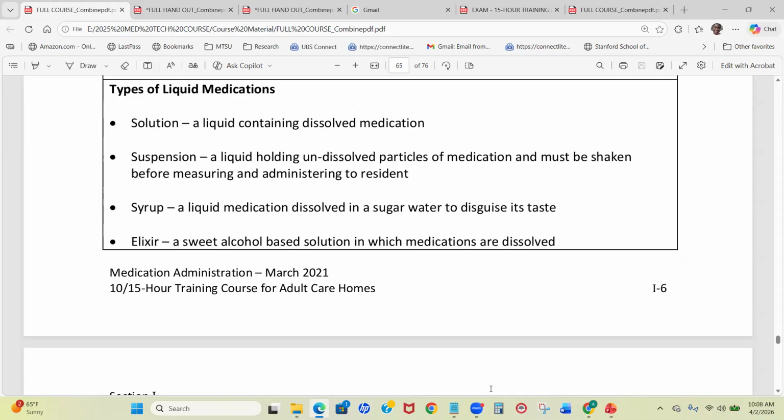So some of the liquid types, we have the solution, we have the suspension, we have the syrup, we have the elixir syrups. We see all those in the cough syrup and the other ones. Some of them really taste nasty. And we have the suspension. Some of the laxatives are suspensions. You have to shake them well before you can give it.